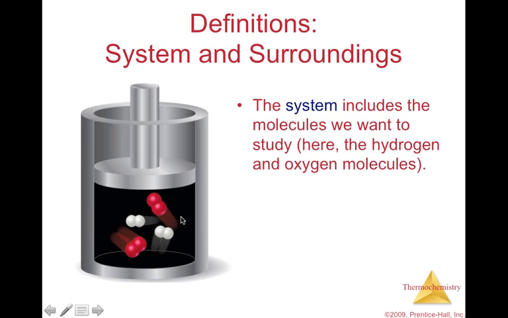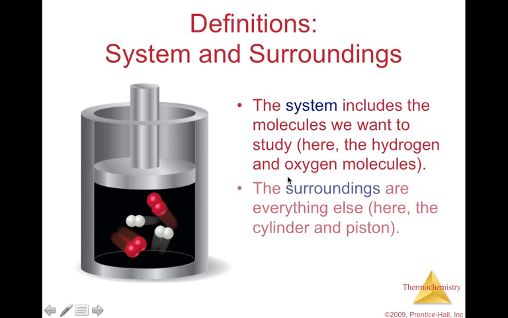This is actually called a calorimeter. It's a special device that scientists use to actually measure changes in energy or heat energy. Now, the other part of this is if there's a system, which is what you're studying, everything else around it, that's called the surroundings. So in this case, that's going to be the cylinder and the piston, which is this thing right here. So again, system is whatever it is that you're studying, surroundings is everything else that's around it.